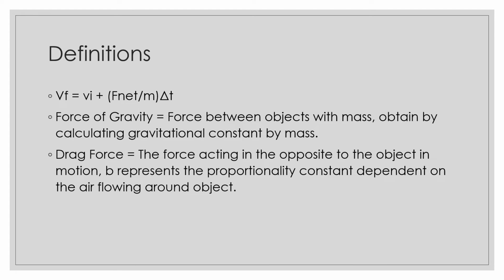Definitions: this is the velocity update formula with a non-constant F net. The force of gravity is the force between the objects with mass, so from the object being dropped into the ground. And the drag force is the air resistance, or any force acting in the opposite direction of the motion. B represents the proportionality constant dependent on the airflow around the object.